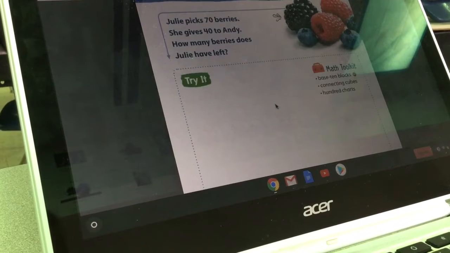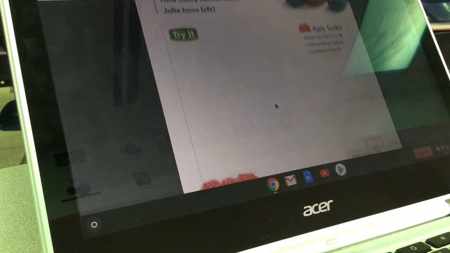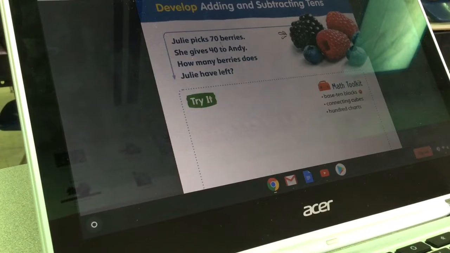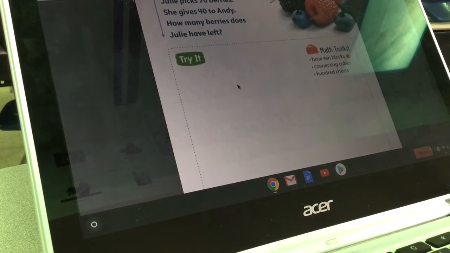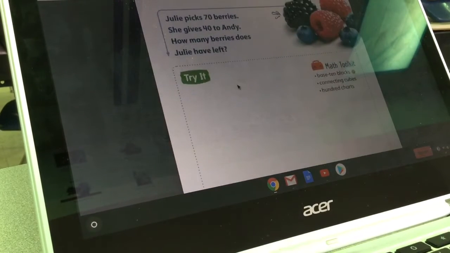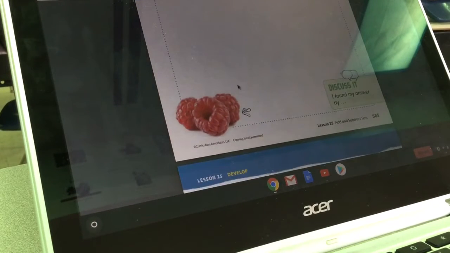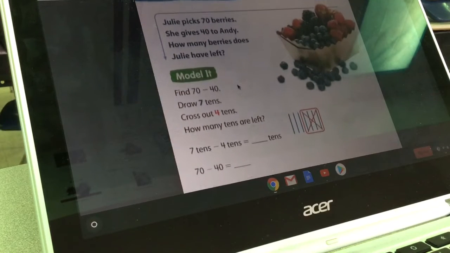Are we going to take a look at some other ways? Yes. But before we do that, look at the discuss it question. It says, I found my answer by, well, what we did was we changed our whole numbers into a different way of saying them, which was tens. So by changing 70 into 7 tens and 40 into 4 tens, we were better able to subtract that number in our head. 7 minus 4, 7 tens minus 4 tens. So that's how we found our answer. We changed our numbers in the problem to numbers that talk about tens. All right. Flip to the other side.